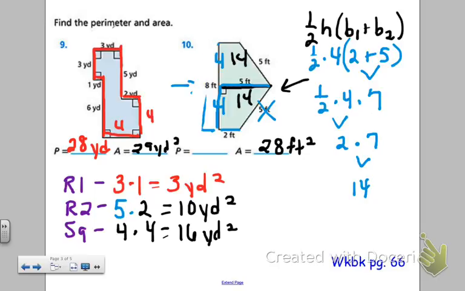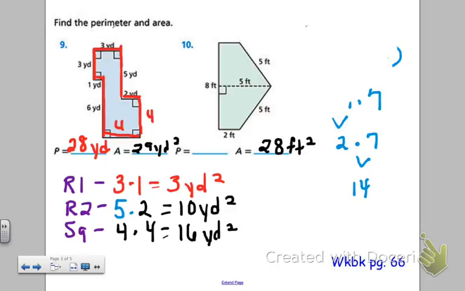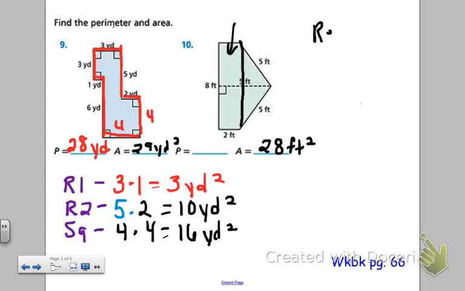Now remember, there's multiple ways you could go about this. And if one way isn't quite working for you, feel free to switch. It's always okay to change how you break a figure up. Maybe I will go back to that triangle and that rectangle. First, I might start with the rectangle. For the rectangle, I have to do length times width. So here's my length of 8, my width of 2. 8 times 2 is 16.